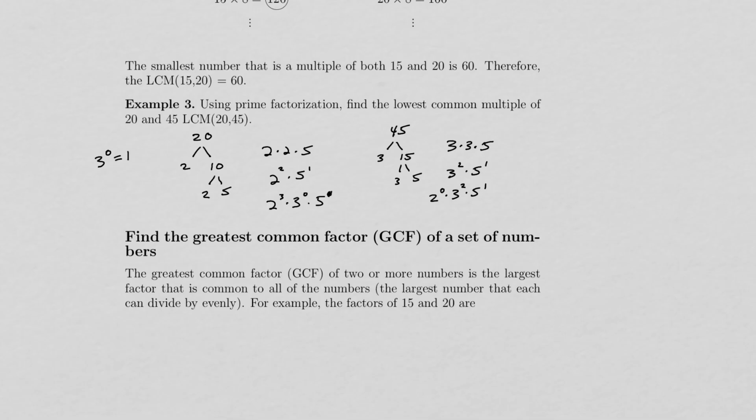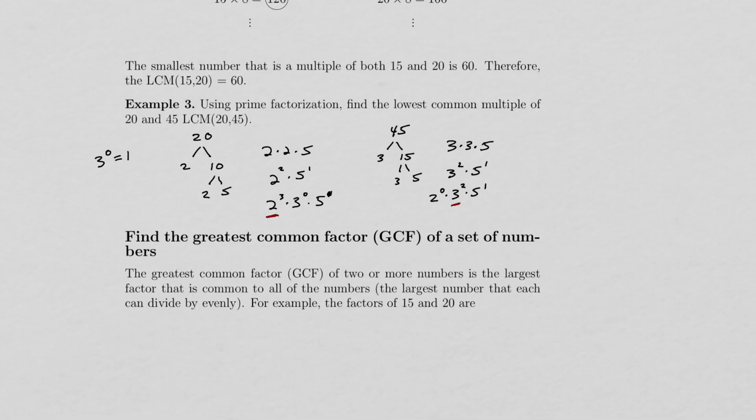So if I look at the 2's, I have 2 to the 3, and I have 2 to the 0. So what's the largest one? Well, 2 to the 3 is. Basically, you're just looking for the largest exponent. 3 is larger than 0, right? 8 is larger than 1. So I'm going to take this factorization for the 2's. For the 3, I have 3 to the 0, I have 3 squared. Well, 3 squared is larger, right? So I'm going to keep track of these.